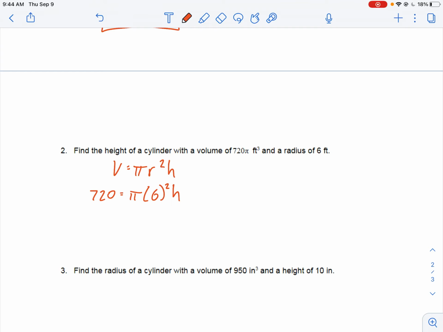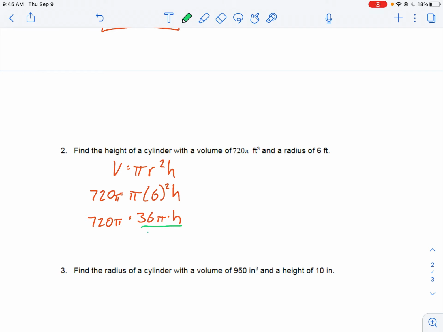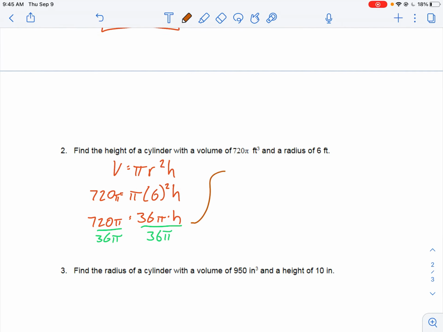Oops, I forgot the pi right there. I guess I'm going to clean up the right-hand side a little bit. I know 6 squared is 36, so I can make that 36 pi times h. And again, I just have to divide now by 36 pi. I can divide by both of those at the same time. Let's go over to the right here. So those cancel, those cancel.